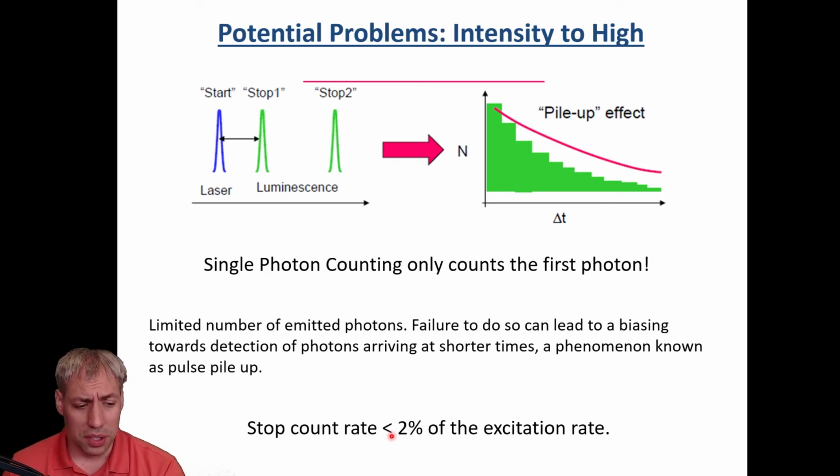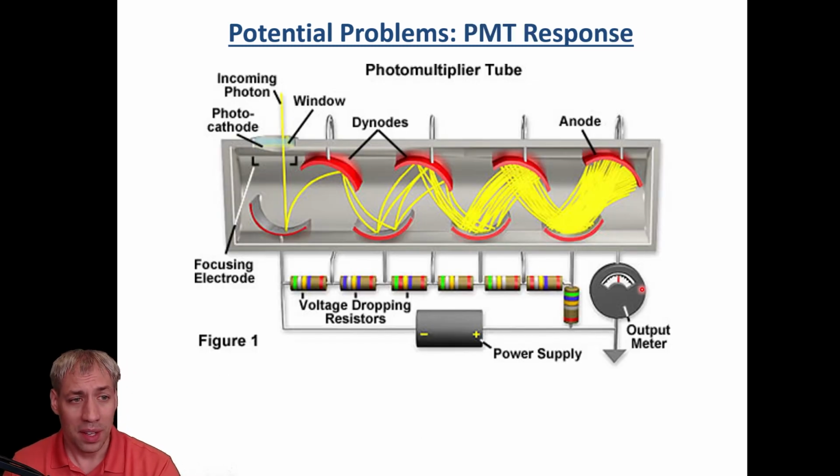And so typically what you do is have your stop count rate be less than 2% of the excitation rate. On the instrument, it's going to basically say, here's your excitation frequency, and here's how often we're detecting signal. If only 2%, that means 1 out of 50 of those excitations leads to a photon. Chances are you're not generating multiple photons per measurement. If you're higher than this number, there is a possibility you're going to have more than one photon, and you're going to get this pile-up effect, which gives you an artificially short lifetime.